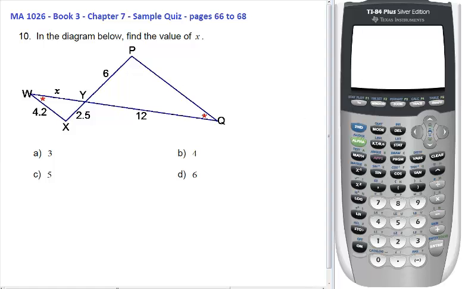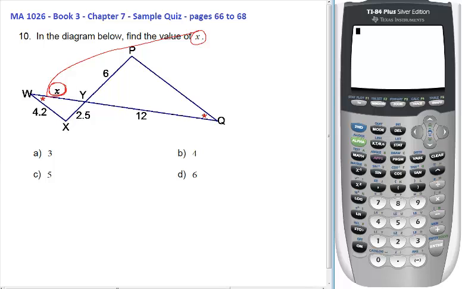Good day, students. Today we're going to look at a solution to number 10, multiple choice, the last multiple choice in chapter 7, sample quiz, found in book 3 of your MA1026 booklets. And again, it's asking us to find a value of x. X in the diagram is this side here, WY.